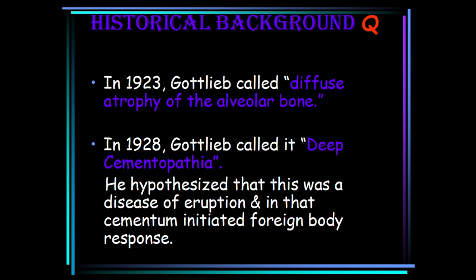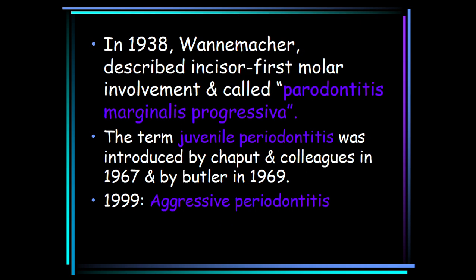Coming on to the historical background, the disease was named in 1923 as diffuse atrophy of alveolar bone. In 1928, it was named as deep cementopathia. In 1938, it was named periodontitis marginalis progressiva, and later on juvenile periodontitis, and the recent terminology is aggressive periodontitis.